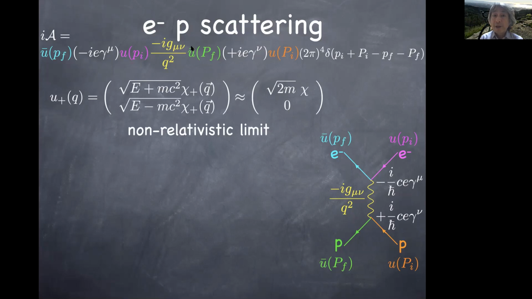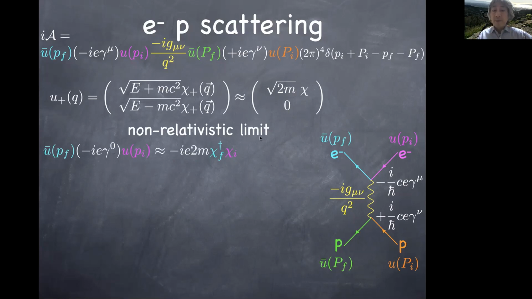And u bar is u dagger gamma naught times gamma naught. Gamma naught is 1. So all you need to do is compute u dagger u, and that's this combination over here for the proton line or electron line. So this is particularly simple in this limit because for the electron line, only the time component survives, which is minus IE from this Feynman vertex times 2m, that's this normalization squared, and the final state two-component spinor dagger, initial state two-component spinor.